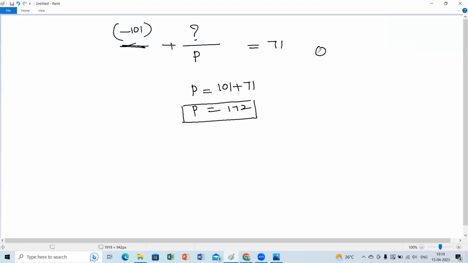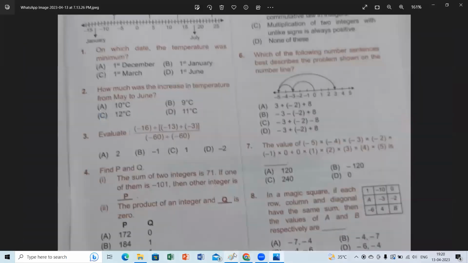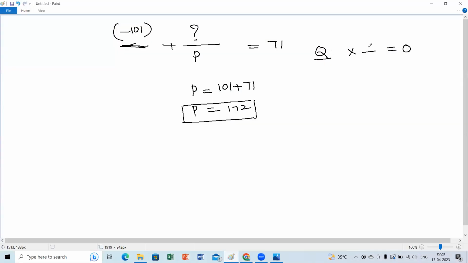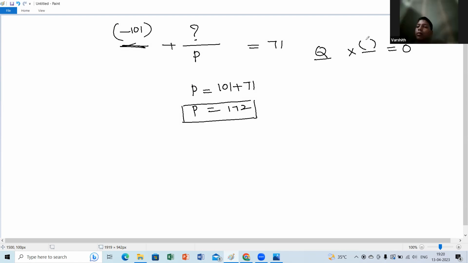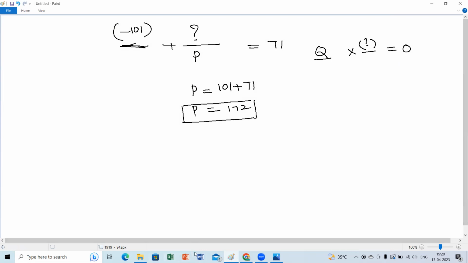Now go with q. So q means what number multiplied with q makes you zero? The product of an integer and q is zero. What is the number you're supposed to find out? Q multiplied with what number makes you zero? Go with options. This type of question, you please go with options. Maybe it is zero also.